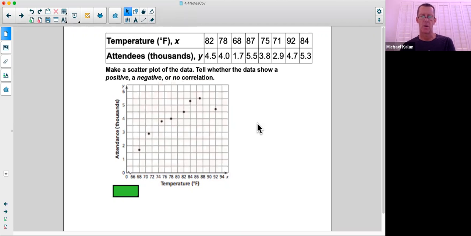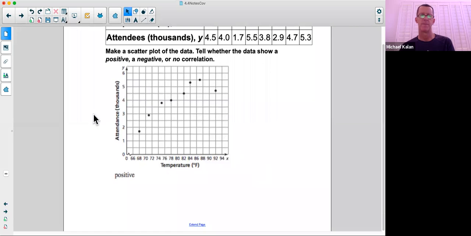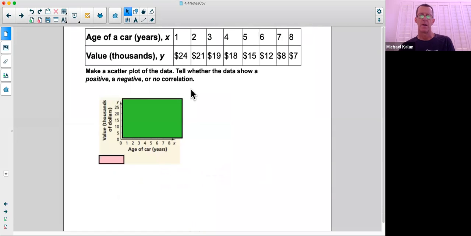Okay, so there's the plotting. Yeah, it definitely looks like a positive one. If we drew a line of best fit, it might be something that goes kind of like that. And that is definitely positive. All right, do this one. Same instructions. Age of a car in years, its values in thousands of dollars.